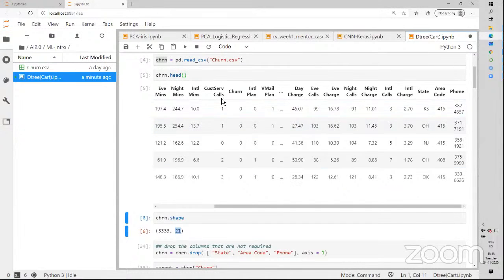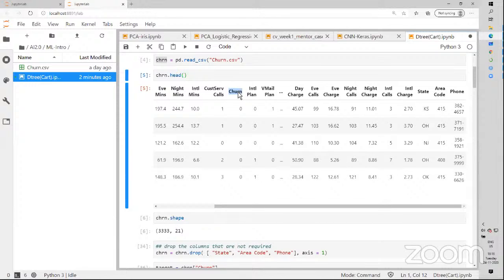Out of these columns, the column with the name churn is my target variable. This is my output variable. In terms of business, this means that the customer is going to leave the business. So the decision that we are trying to make here is to find out who are the customers who will leave this business.